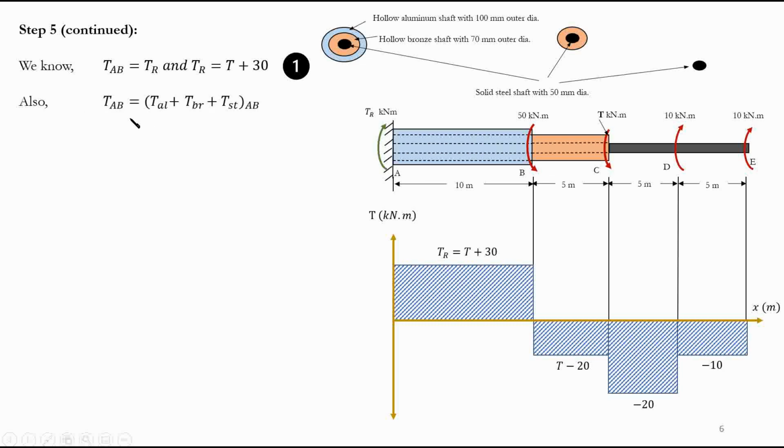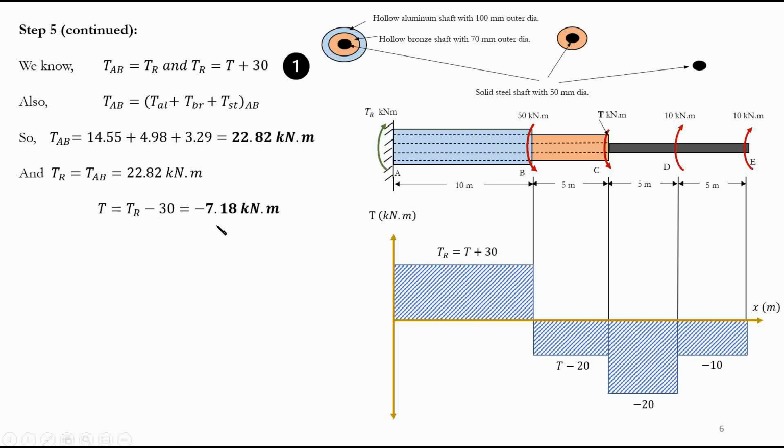So TAB total is going to be TAL plus TBR plus TSD, AB, right? And we already found all of these values on the previous page. So just add them together, 22.82. 22.82 will be the total torque, T plus 30. So that means that T is negative 7.18.